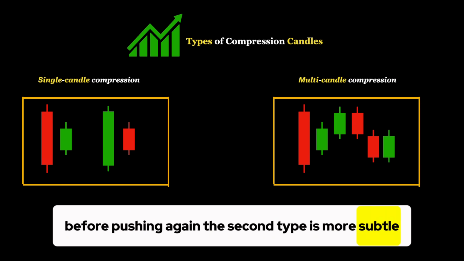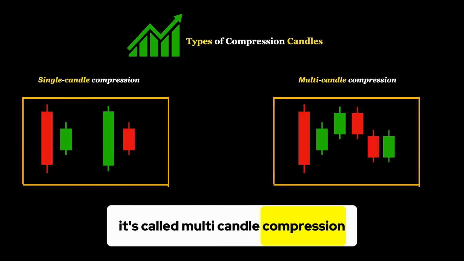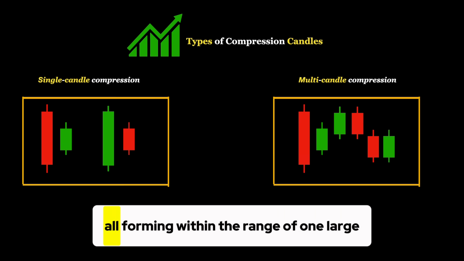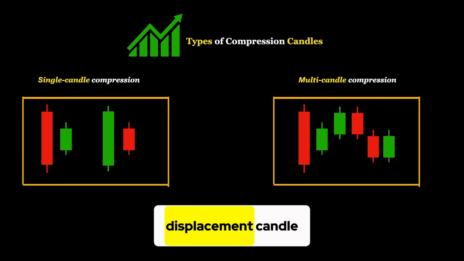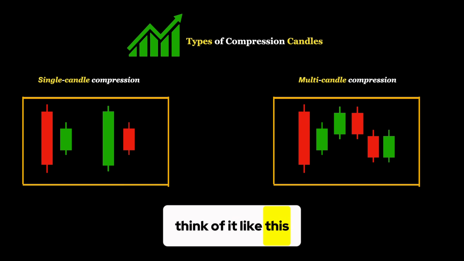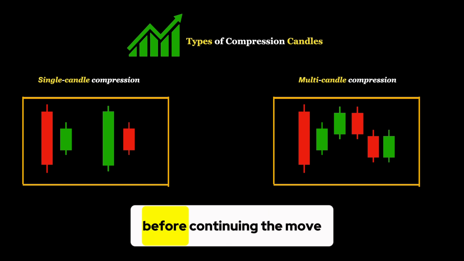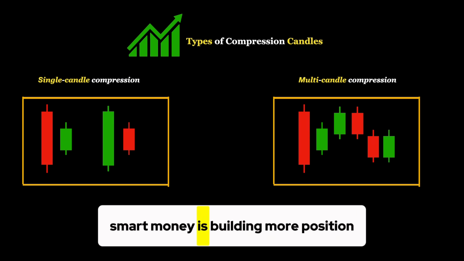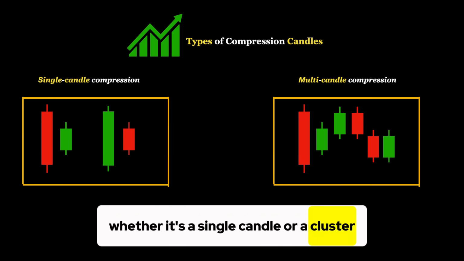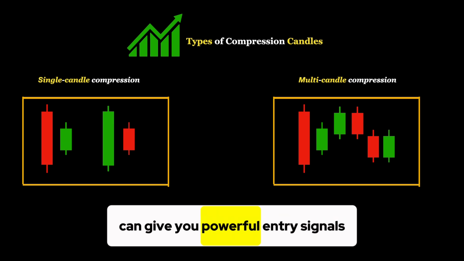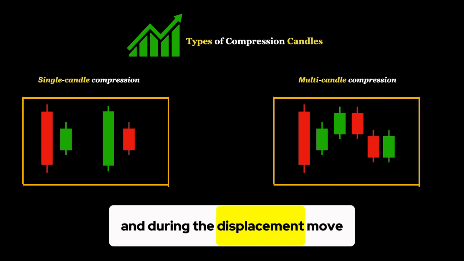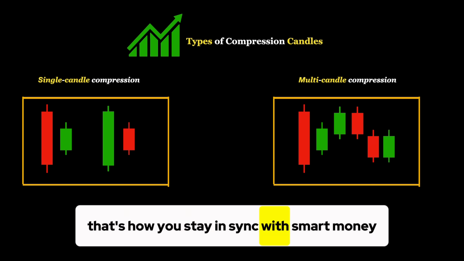The second type is more subtle. It's called multi-candle compression. Instead of 1 small candle, you'll see 2, 3, or even 4 candles, all forming within the range of 1 large displacement candle. It's still compression, but stretched over time. Think of it like this. The market is taking a deep breath before continuing the move. Smart money is building more position, but doing it silently. Whether it's a single candle or a cluster, both types of compression can give you powerful entry signals, as long as they appear at the right place in the market maker cycle and during the displacement move. That's how you stay in sync with smart money.